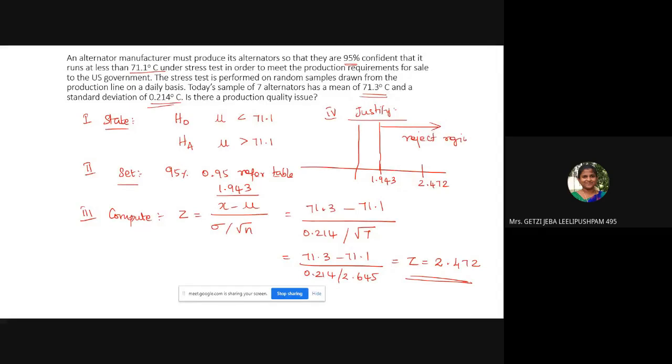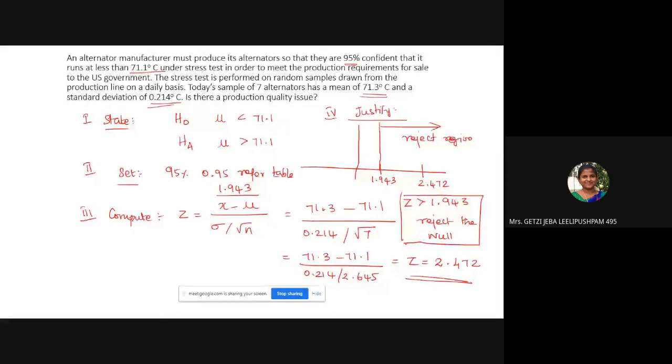That is, your Z is greater than, if it is positive, your Z is greater than 1.943. So we are going to reject the null hypothesis. Okay, Z is greater than 1.943, so you're going to reject the null hypothesis.